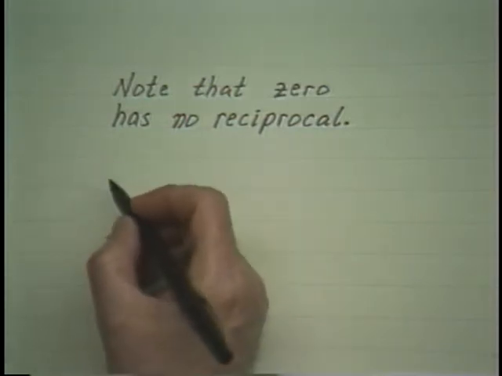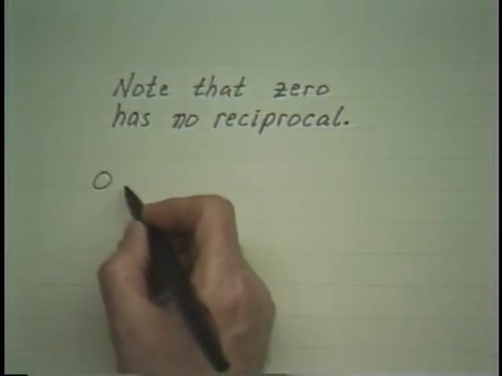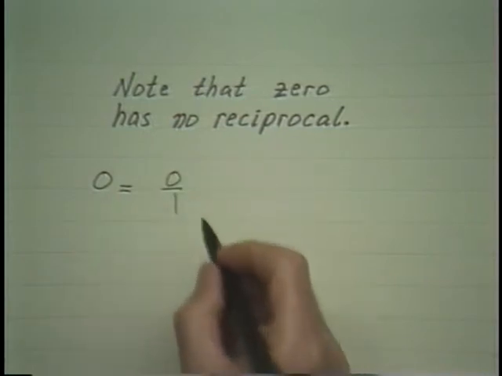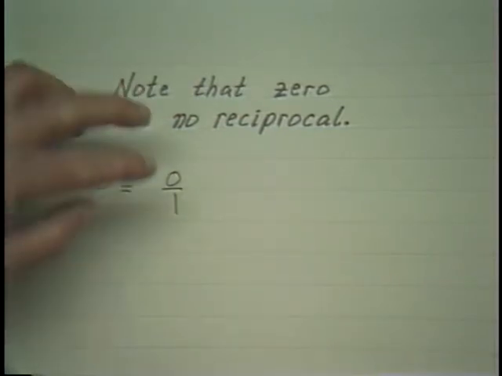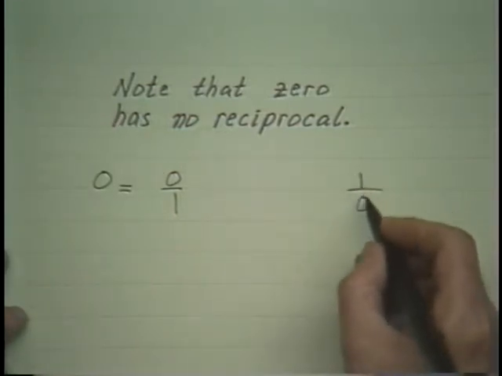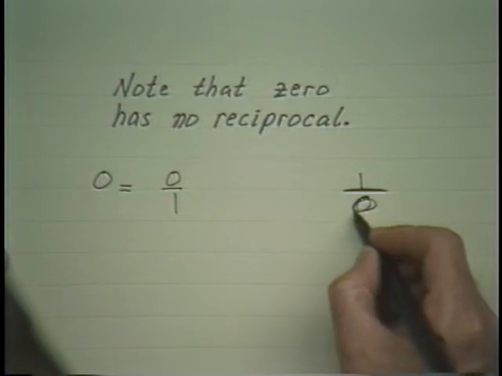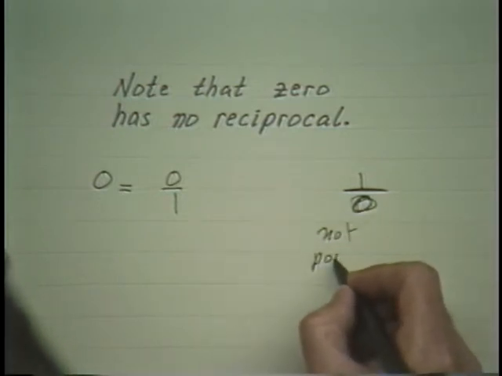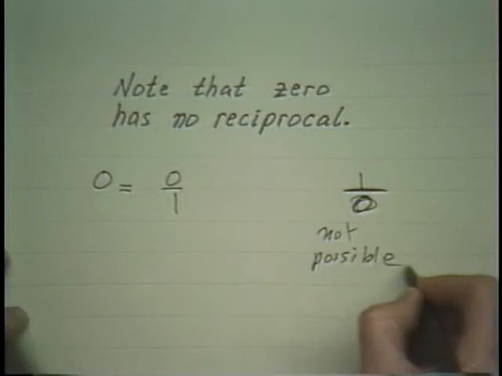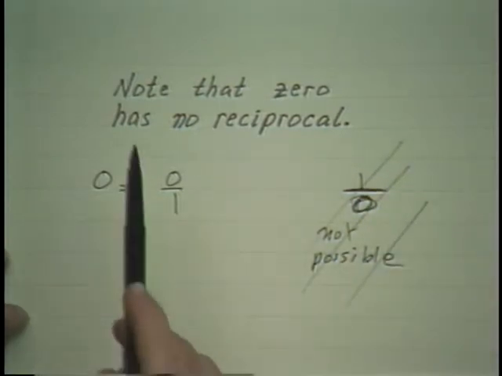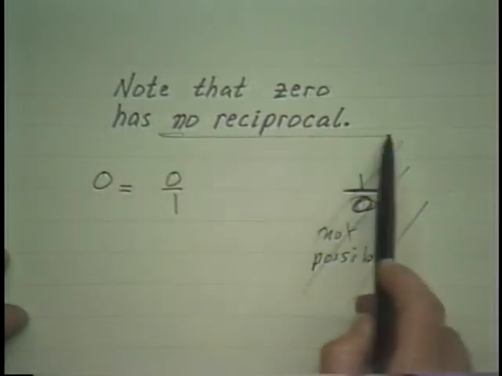Note that 0 has no reciprocal. First, if I write 0, I may express it as a fraction by writing it 0 over 1. But if I were to invert it, I would have 1 over 0, which is division by 0, which is not possible, from a few lessons back. So this simply is not possible. So 0 has no reciprocal.